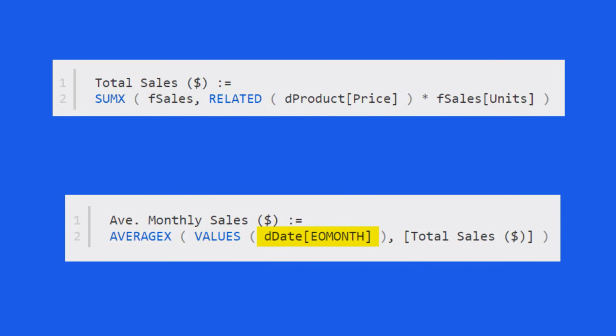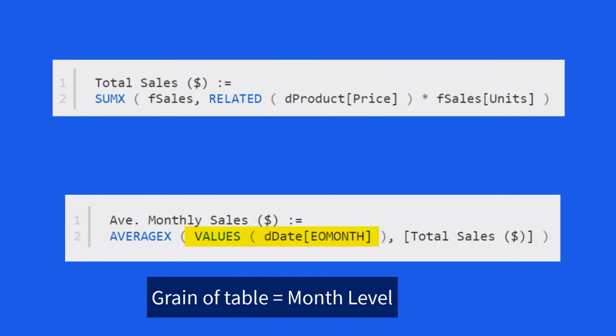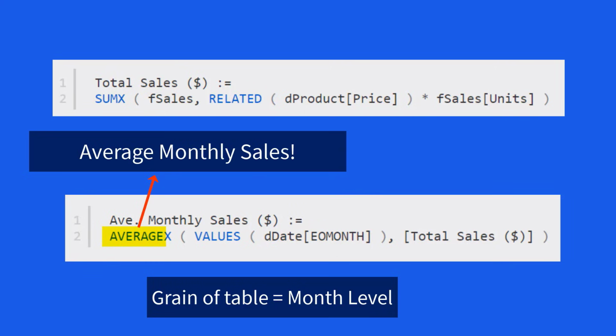So if we put the end of the month column into the VALUES function, for each row in the pivot table, it'll always generate a unique list of months. And then the formula, total sales, will iterate every row in the table, which is all the months, calculate the total sales, and then the AVERAGEX function will average those monthly amounts.